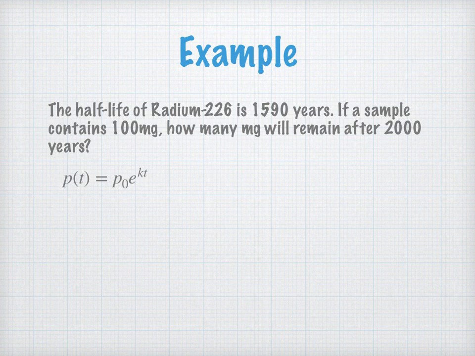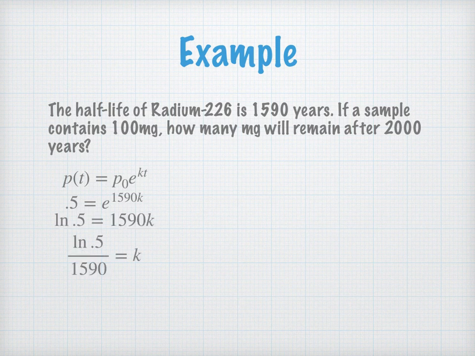A half-life means that our population is down to half its size in a certain number of years. So if our initial population was 1, after our 1,590 years, our population size would be 0.5. So we're going to say 0.5 equals e raised to the 1,590k, and we will solve for k. We get k equals the natural log of 0.5 divided by 1,590.